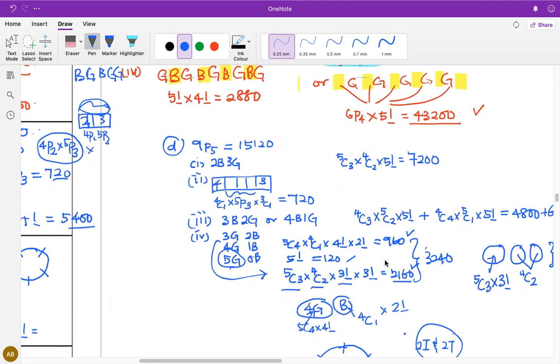So make sure is 5C2, is 5P2, 5P4 times 4 factorial times 2, right? 4C4 times, so it's 960, correct? Okay. Let me check for one.